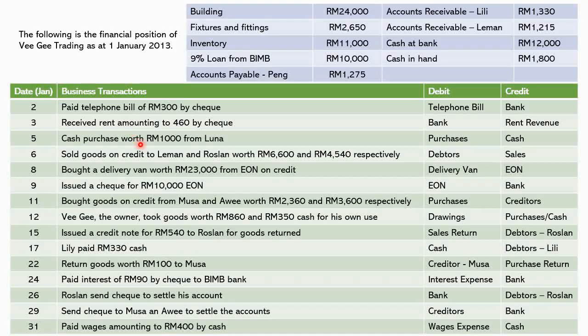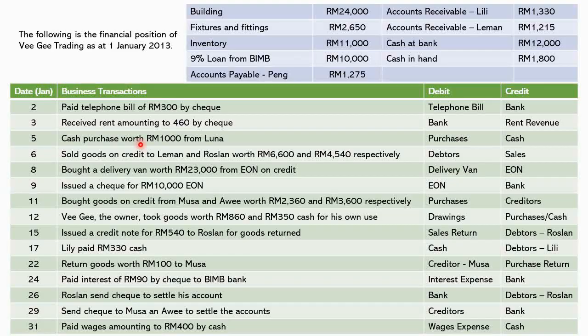Okay, paid business telephone bill 300 by check. Alright, so the keyword here is telephone bill and check. So debit telephone bill and then we credit bank sebab duit makin berkurang. And then we receive rent amounting to RM460 by check. So duit terima, so aset bertambah, bank bertambah, so debit bank, credit rent revenue. Okay, sebab revenue semakin bertambah.